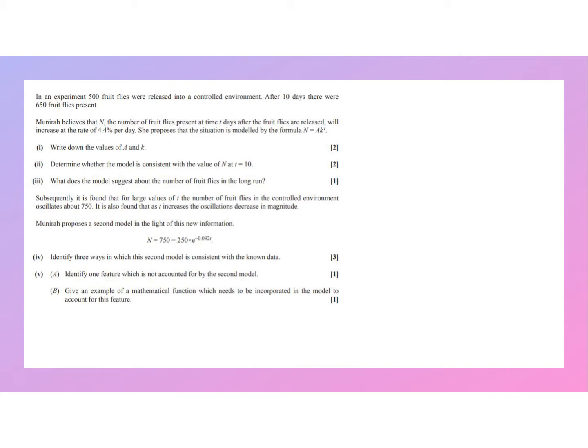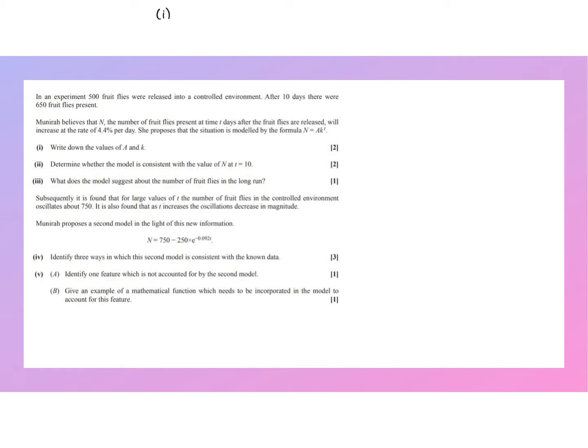She proposes that the situation is modelled by the formula n equals a k to the power of t. N is the number of fruit flies, t is the time t days after release. So part 1, we need to write down the values of a and k.